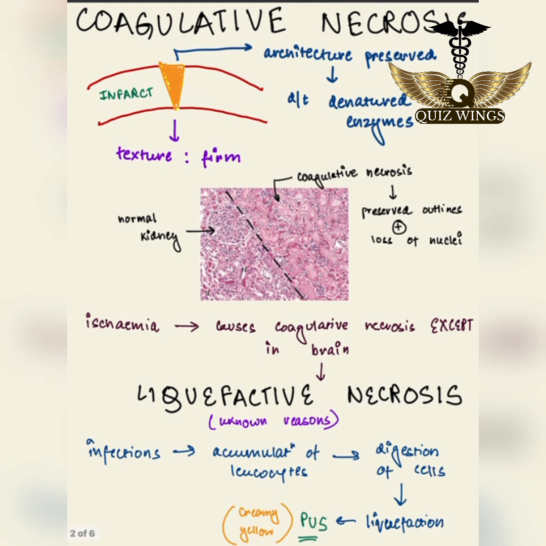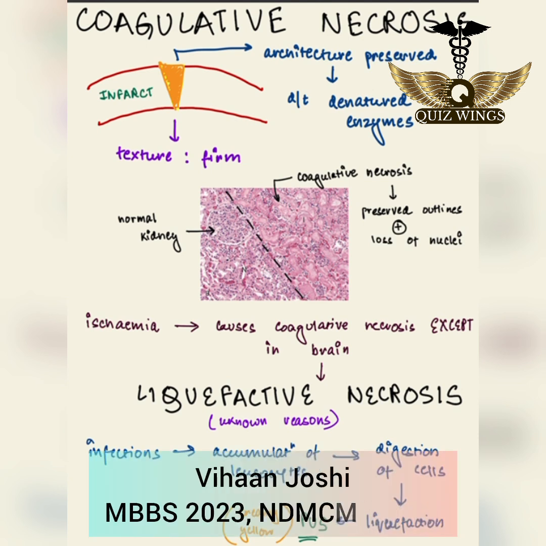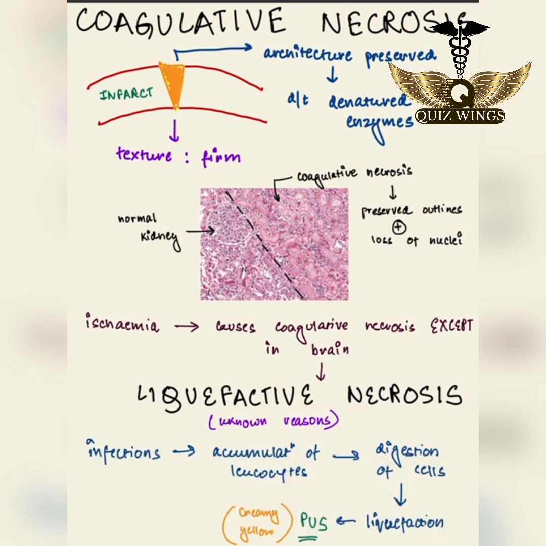Now there are some patterns of necrosis. So first is coagulative necrosis, and in this type the architecture is preserved because when there's necrosis, the enzymes of the cell are also denatured, so proteolysis does not occur, and due to that reason the texture is firm, that is the same as the original healthy tissue.